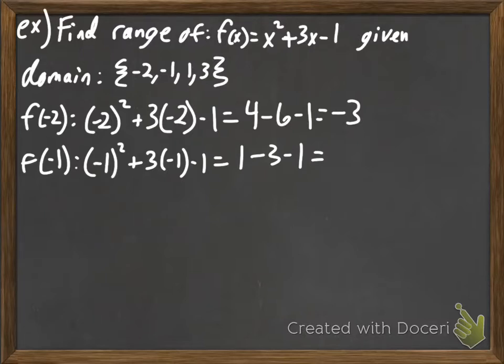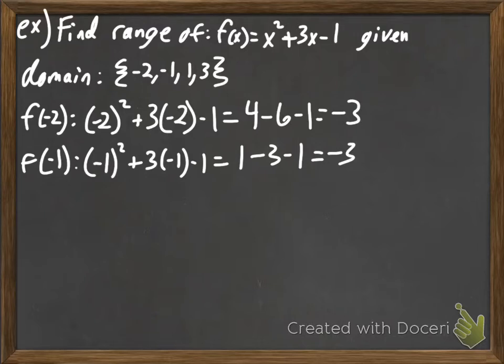So we get -3 for that one as well. And that's okay. The reason that is okay is because, remember, we can have the same output with different inputs. So remember, it's okay. What would be bad is if I plugged in -2 again here and I got something else. That's what would be bad. So it's okay to get the same range with different domains.